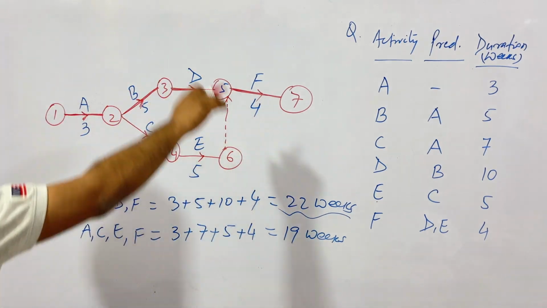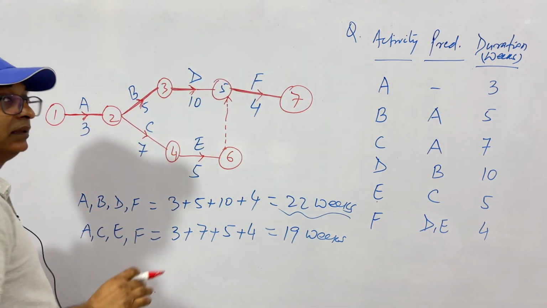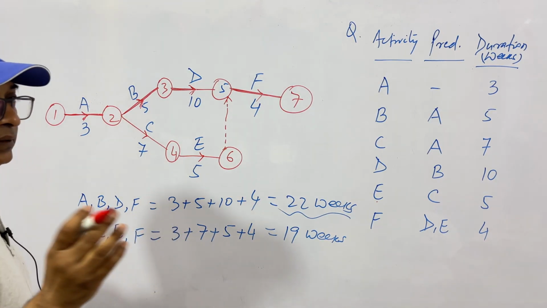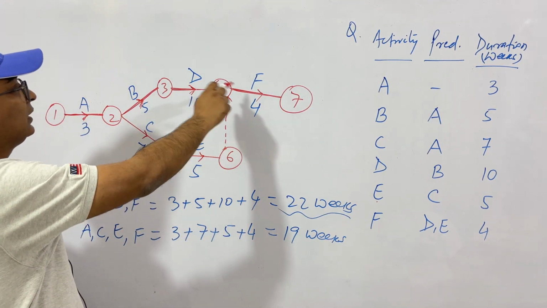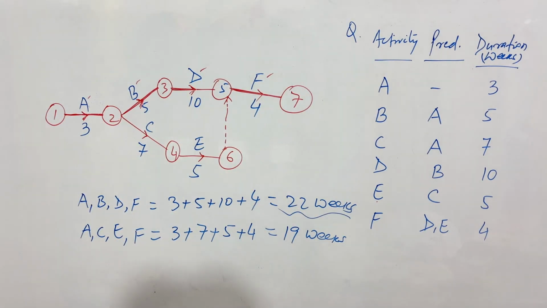And since this is the critical path, the critical activities are A, B, D and F. Okay, clear? And what are critical activities? These things we have discussed. So A, B, D and F are critical activities. They cannot be delayed. Their start and end cannot be delayed.